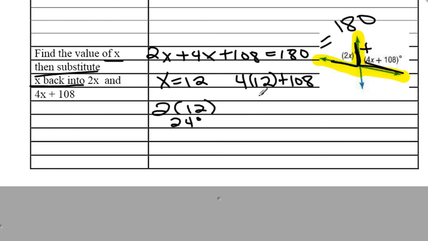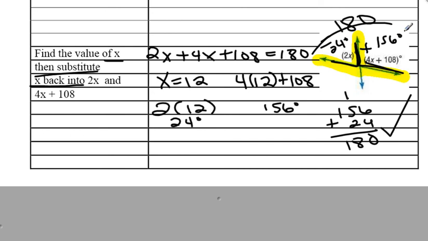is 156. So this one is 24 degrees. This angle is 156 degrees. And to check our work, 156 plus 24 is 180 degrees. So these two angles equal 180 degrees. We know we did the problem correctly.